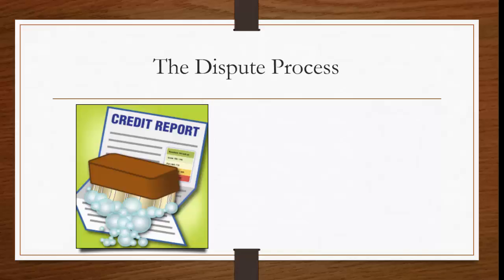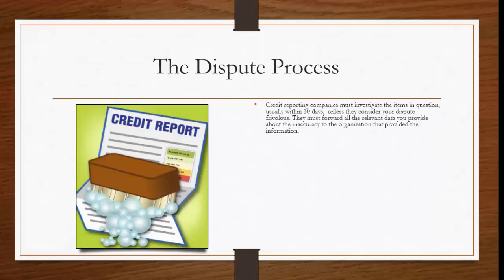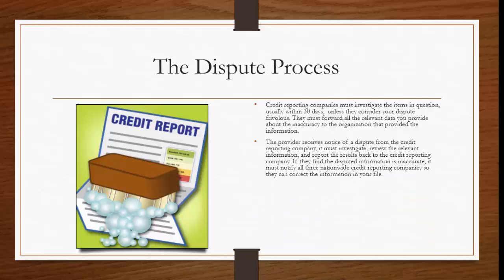The dispute process. Credit reporting companies must investigate the items in question, usually within 30 days, unless they consider your dispute frivolous. They must forward all the relevant data you provide about the inaccuracy to the organization that provided the information. The provider receives notice of a dispute from the credit reporting company. It must investigate, review the relevant information, and report the results back to the credit reporting company. If they find that the disputed information is inaccurate, it must notify all 3 nationwide credit reporting companies so that they can correct the information in your file.